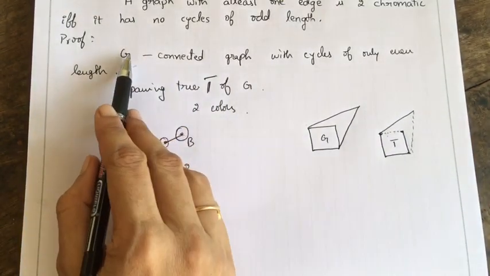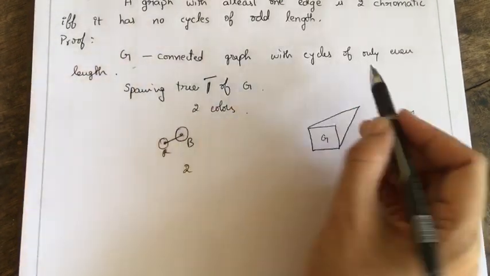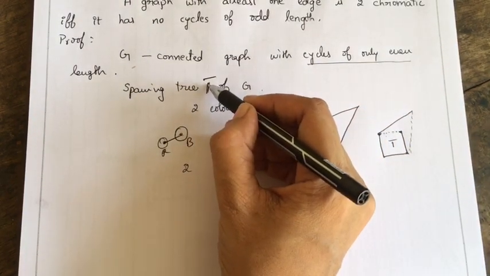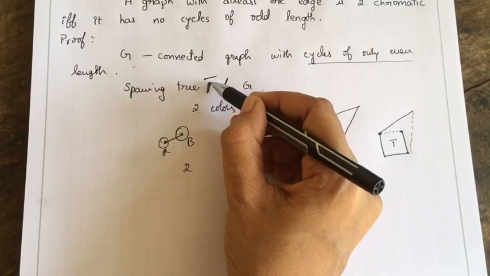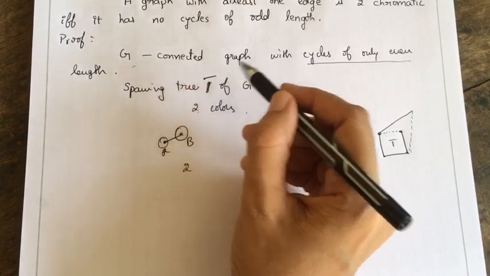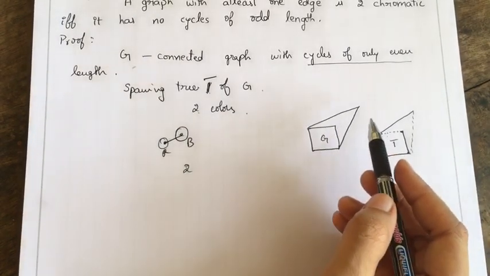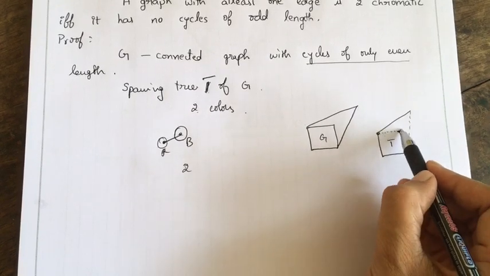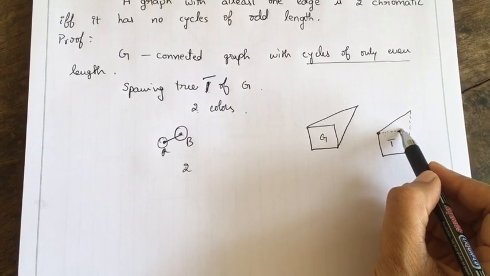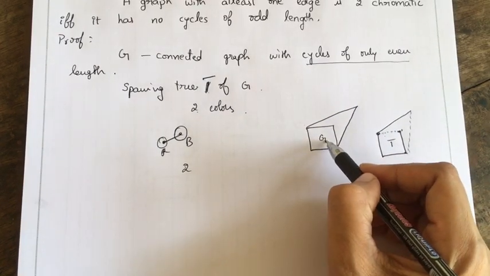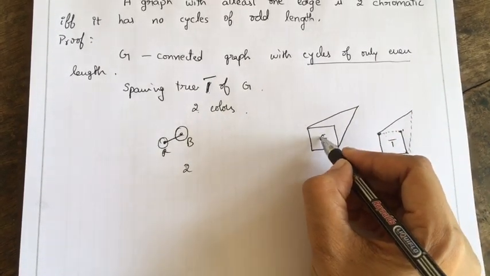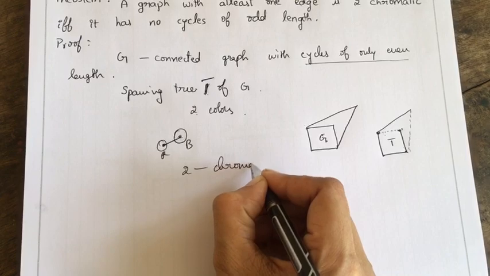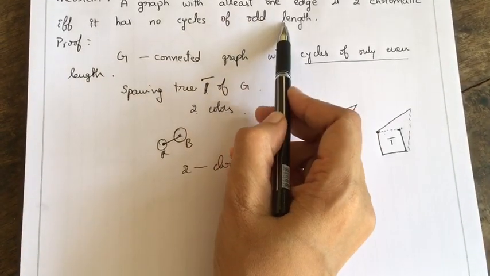I repeat, I have graph G. I'm taking graph G with cycles of only even length. I'm taking its spanning tree. I'll color it with two colors because it's a tree. Then, since G has no circuits of odd lengths, the chords which I'm adding to the spanning tree will have end vertices of different colors. So I can say G is colored with two colors and no two adjacent vertices will have the same color. Therefore, I can say that G is two chromatic. The second part is over.